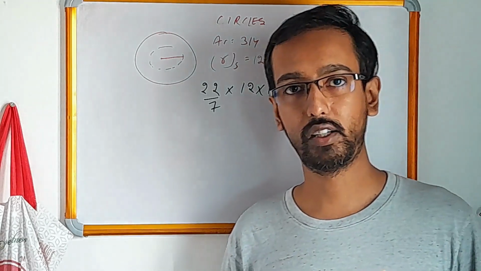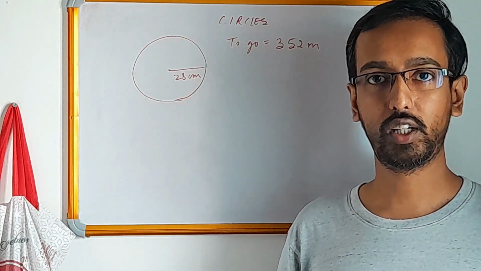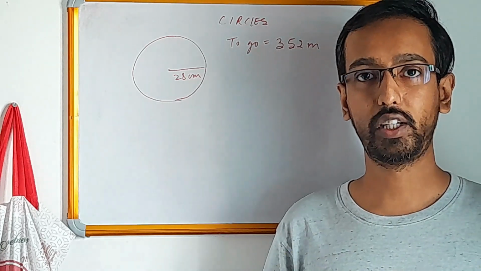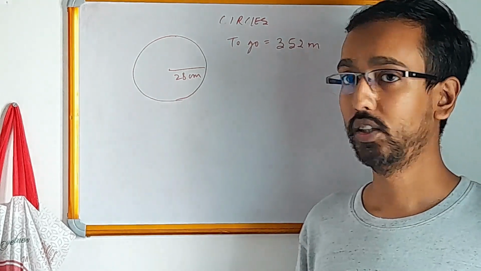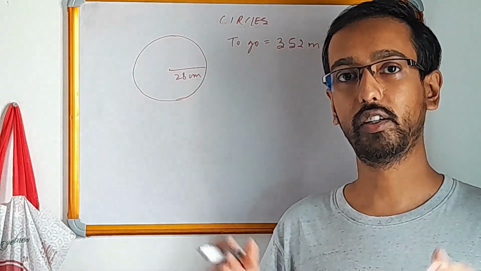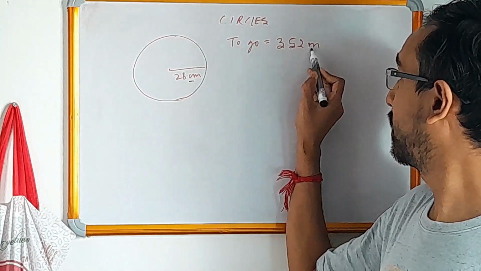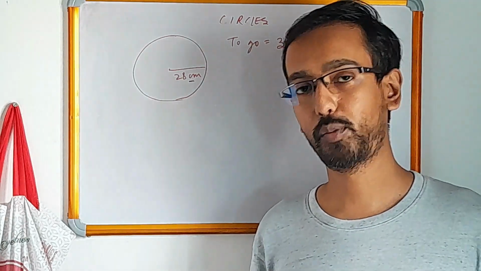So let's go on. This is another very important question related to the perimeter or circumference of the circle. The radius is given as 28 centimeters, and we have to find out how many times the wheel has to rotate in order to cover 352 meters. First of all, we see that the units are different, so you need to convert the units before solving the question.